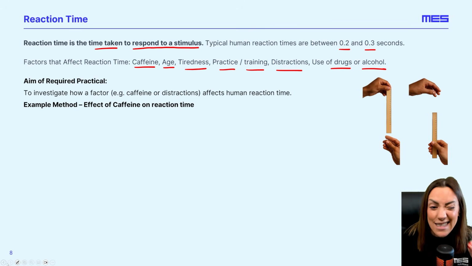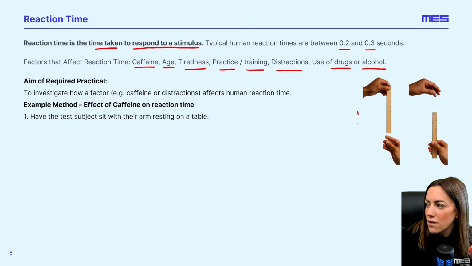I'm not saying this is the exact one they'll use on the exam, but it will probably be something very, very similar. We're going to look at the effect of caffeine on reaction time, and we're going to look at an example method. So we would use the ruler drop test for this, because it's a really simple way to investigate reaction time. You don't need a computer or any specialist equipment. You literally just need a ruler.